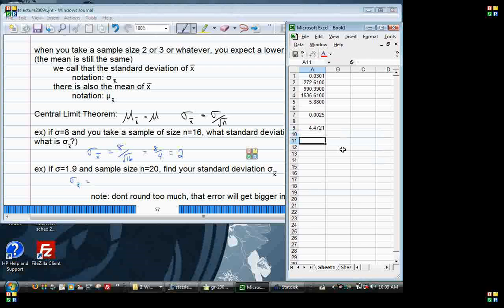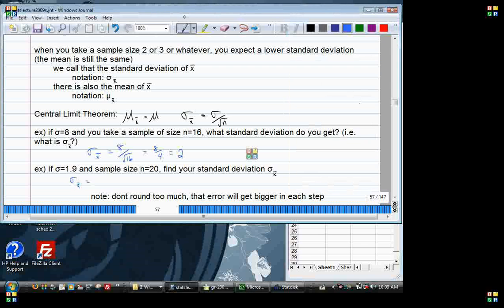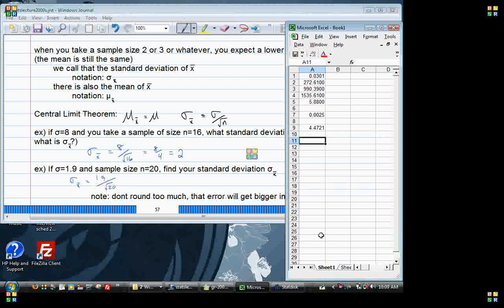You can just type in the whole thing all at once. So first, let's write it out. When you write it out, what is it? 1.9 divided by the square root of 20. So let's just punch that into Excel directly. Equals 1.9 divided by sqrt of 20. And then you hit enter, and it tells you your whole answer.